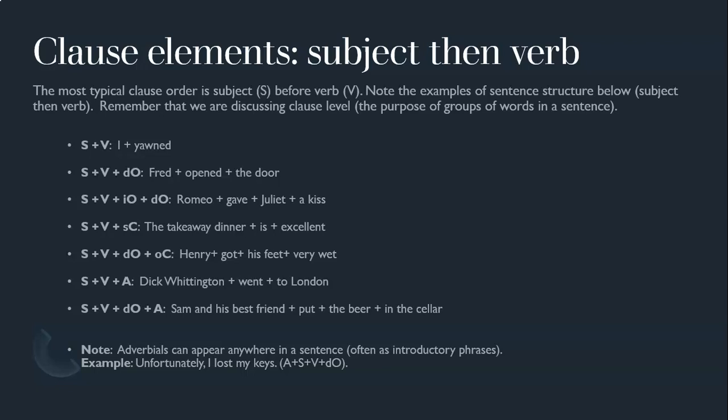Note, adverbials can, however, appear anywhere in a sentence, often as introductory phrases. For example, "Unfortunately, I lost my keys." So here you see an example with an adverbial first. But the most important thing to note in the examples above is subject first, then verb.